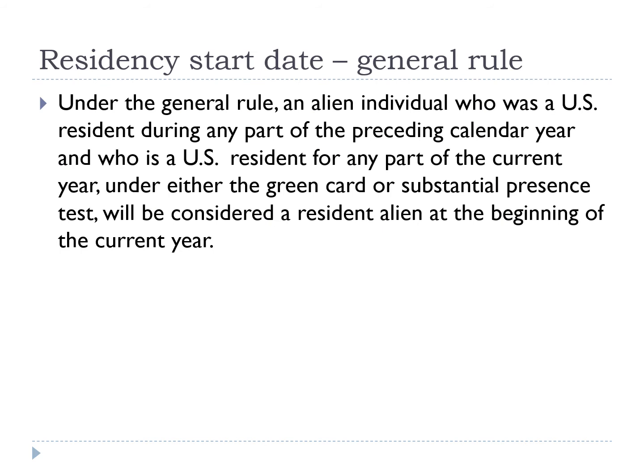Under the general rule, an alien individual who was a U.S. resident during any part of the preceding calendar year and who is a U.S. resident for any part of the current calendar year, under either the green card or substantial presence test, will be considered a resident alien at the beginning of the current year.